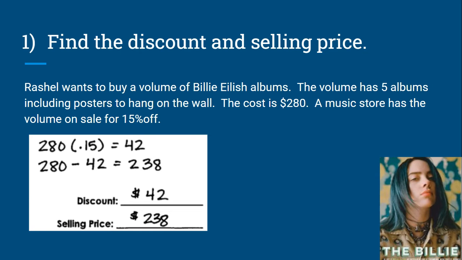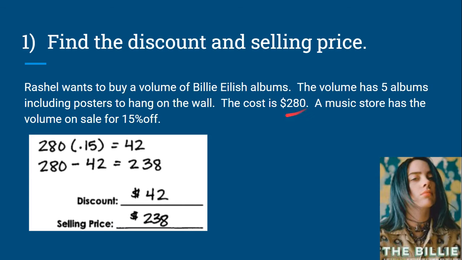Let's look at this first example. It says, find the discount and selling price. Rochelle wants to buy a volume of this music artist's albums. Now, in this volume, it has 5 albums, including posters to hang on the wall. So it's pretty expensive. It's $280 for all of this. Now, there's a music store that has the volume on sale for 15% off. So let's go through this demonstration.